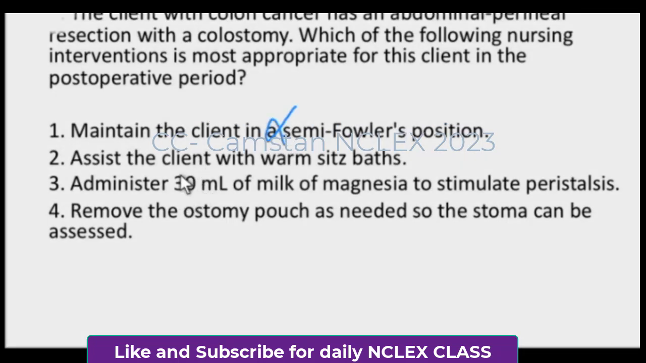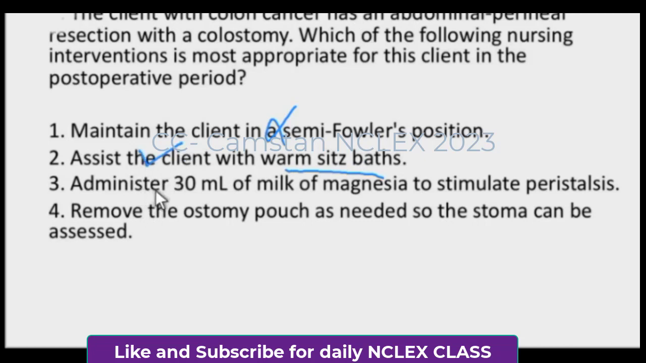Second option, assist the client with warm sitz baths. Well, the appropriate nursing intervention after this abdominoperineal resection includes assisting the client with a warm sitz bath 3 to 4 times a day to keep the incision clean and prevent any infection. So basically, the second option is correct so far.